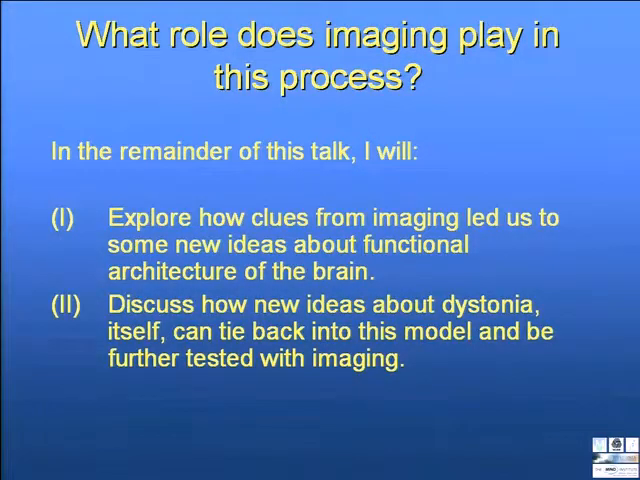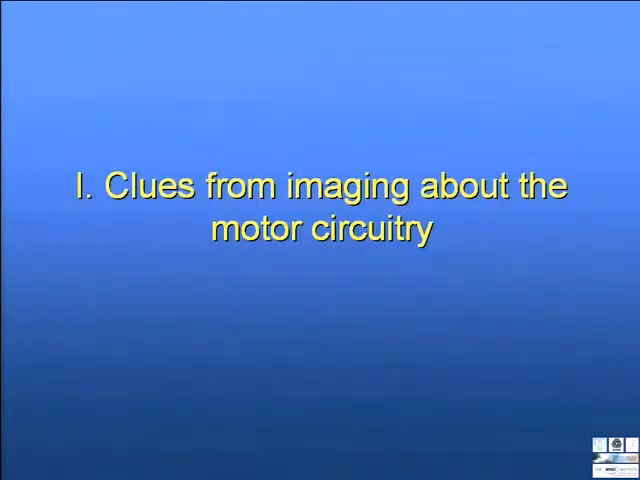So the first thing I'm going to do is explore how clues from imaging itself generated some new ideas about the functional architecture of the brain, and then move on to how new ideas about dystonia itself can tie back into this model and be further tested with imaging. So this is getting at the iterative process here. So first, clues from imaging.